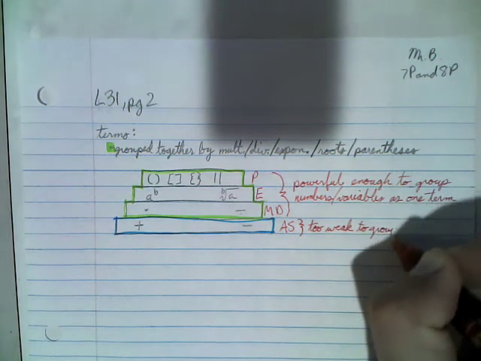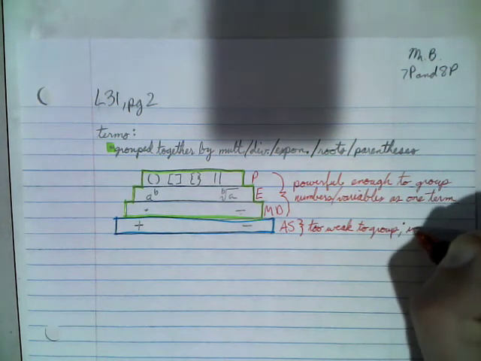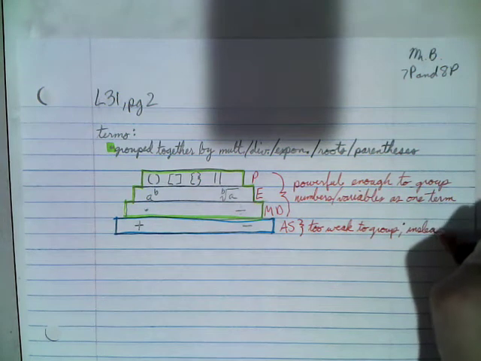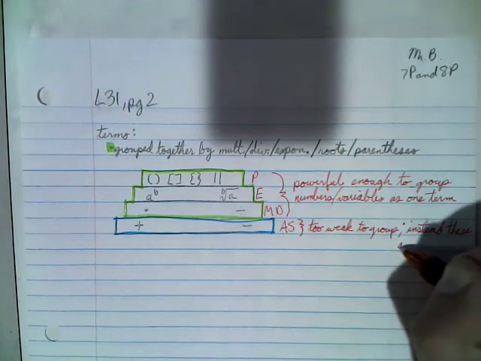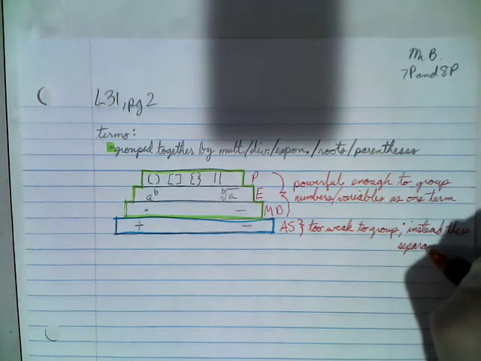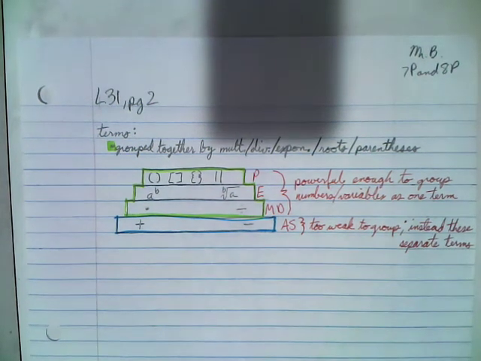It's too weak to group anything together as one term. So instead, these separate terms. Terms are separated by addition and subtraction. So we could also say that when you write a group of terms out, they are being added and subtracted with each other, because it's addition and subtraction that separates them.